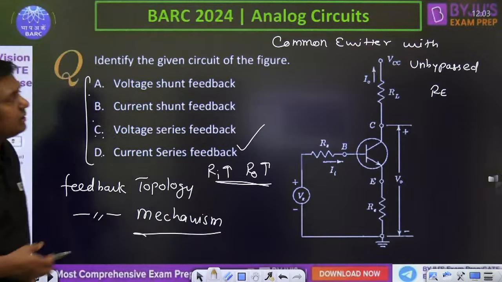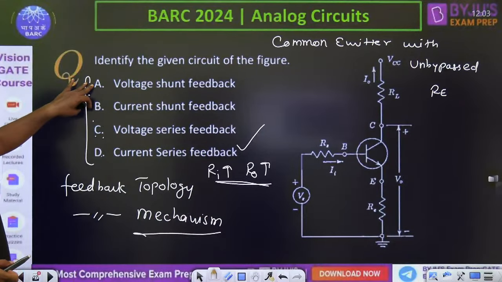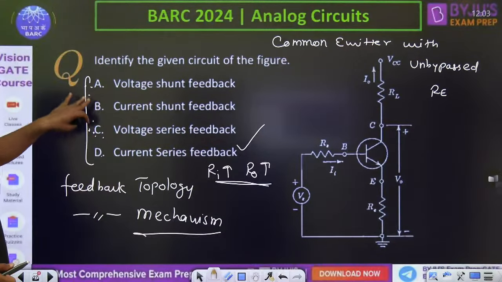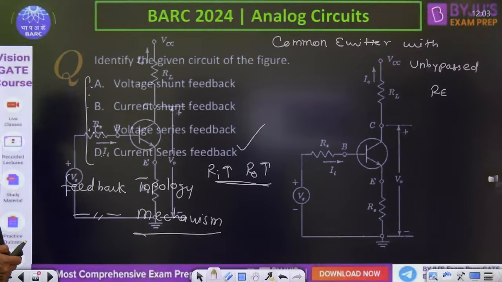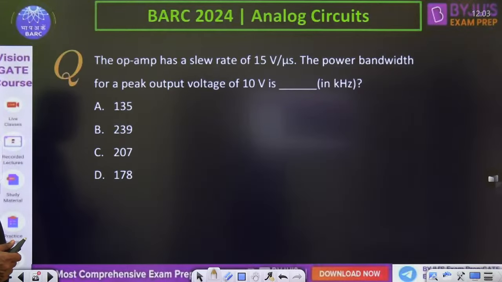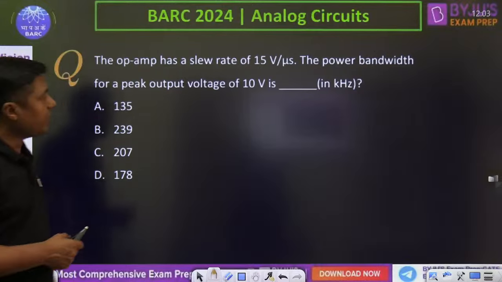तो याद रखिए, what are the examples of voltage shunt, what are the examples of voltage series, what are the examples of current shunt, and what is the example of current series feedback. तो कॉमन एमिटर विद अनबाईपास्ड आरई. ये तो 10 सेकंड में बनेगा अगर आपको पता है. अदरवाइज वॉच माई लेक्चर ऑन फीडबैक.